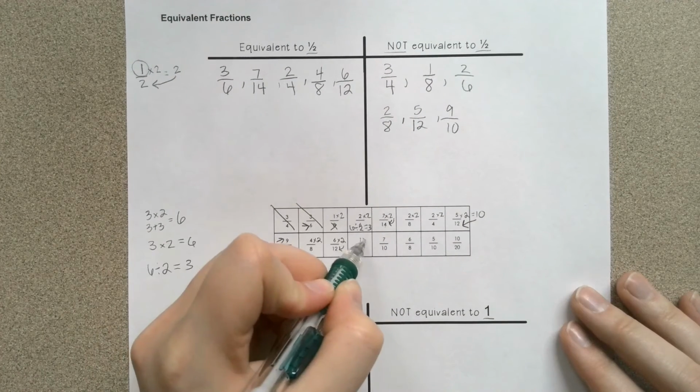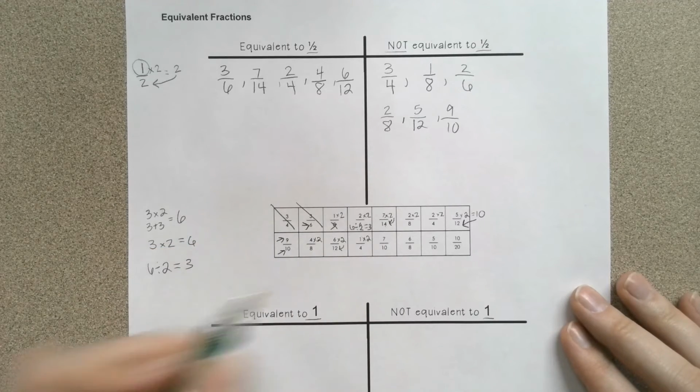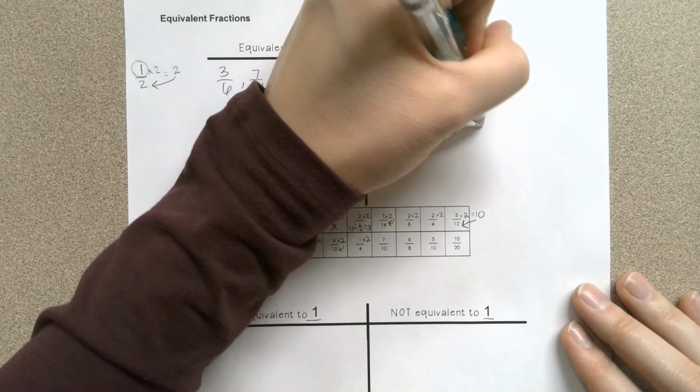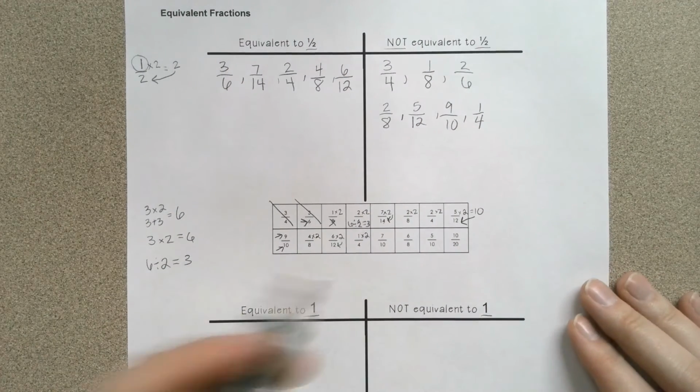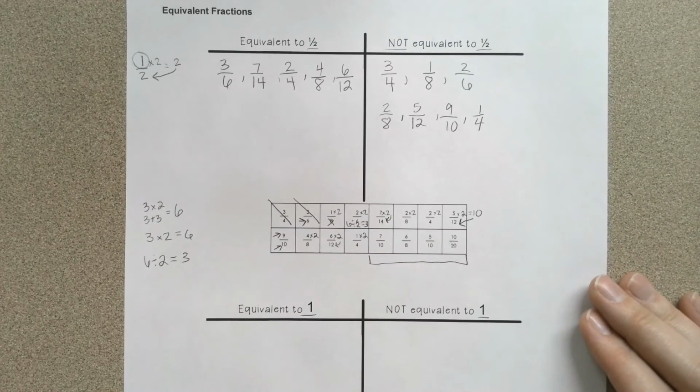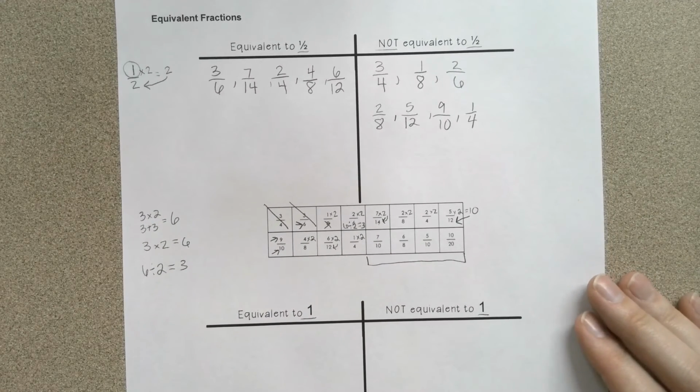1/4, if we multiply that, we double the numerator, that would only give us 2. That's not the same thing as our denominator, so that one is also not equivalent to half. Okay, which one of these final 4 fractions is equivalent to half?